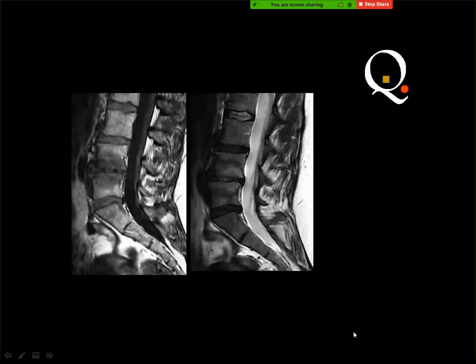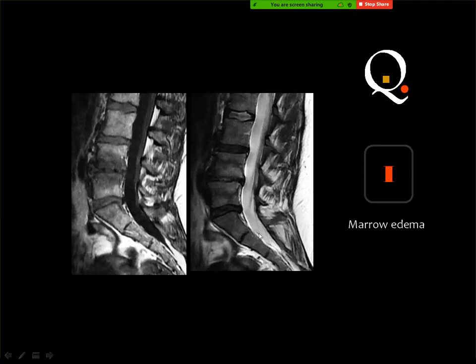Next case. Spondylodiscitis of L4 over L5. Okay. Then bone marrow edema type 1. Yes, and the last answer is right, and this is type 1 bone marrow edema of the vertebral end plates.